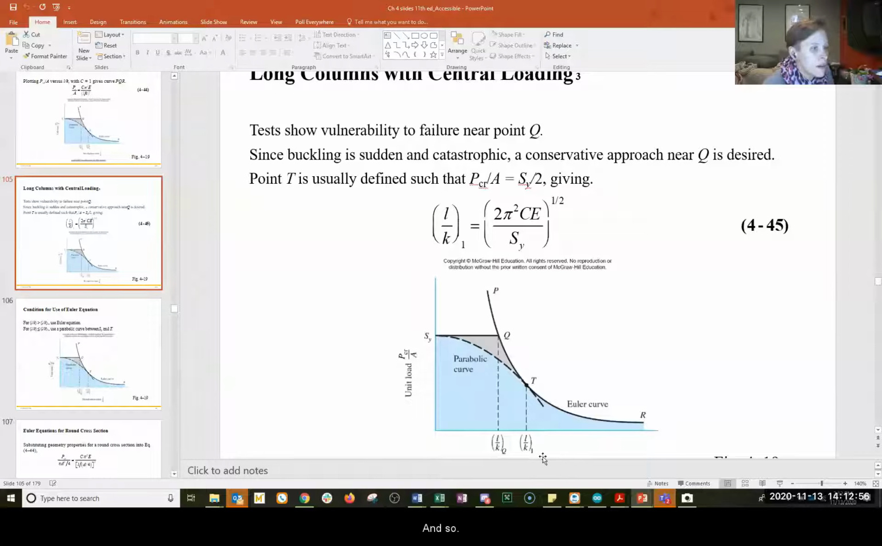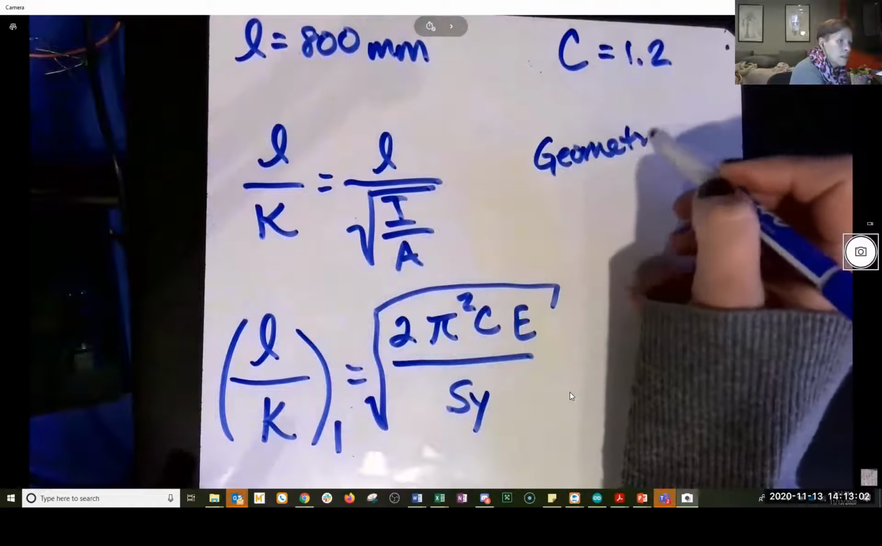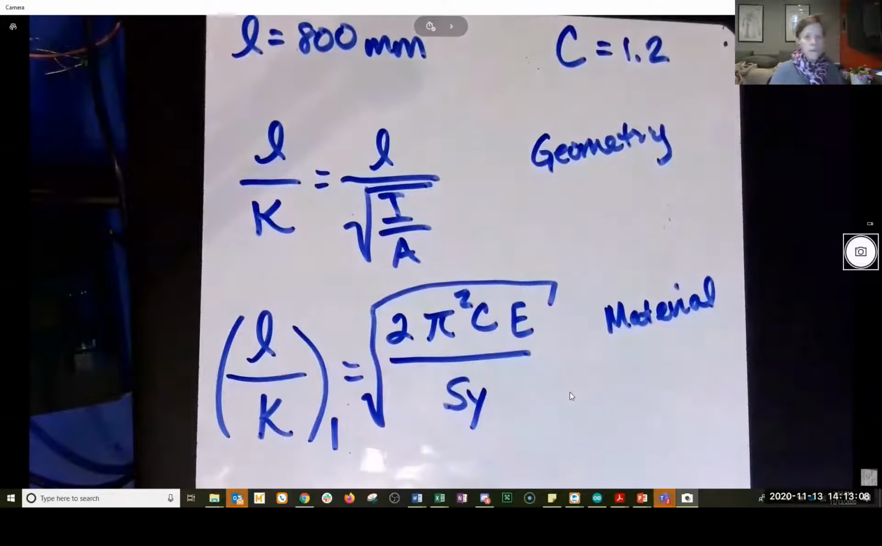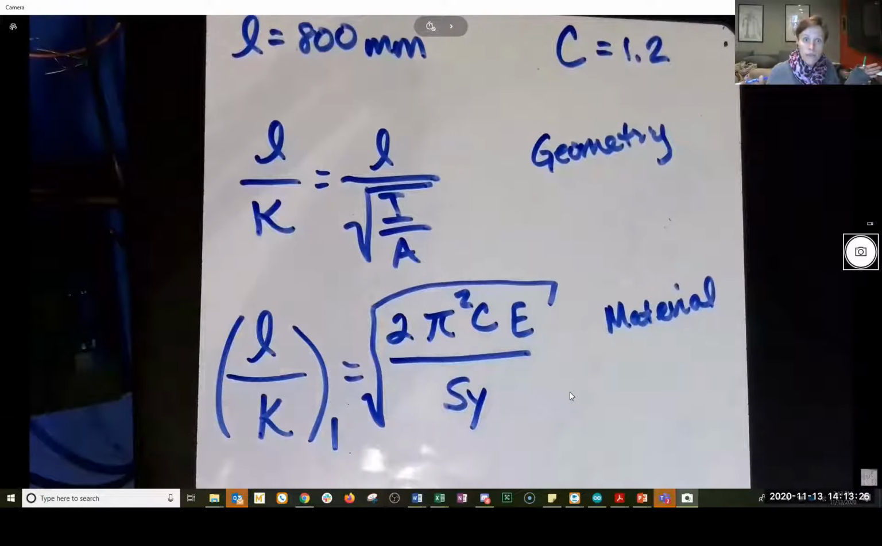Okay, and so we evaluate the geometry and we evaluate the material properties, right? A material that's not as strong or a material that's very elastic will be more likely to buckle. That's material properties. In terms of geometry, if it's very, very long, or regardless of its length, if it has a very small cross section, so it has a small cross-sectional inertia and area, then it will be a more slender geometry.